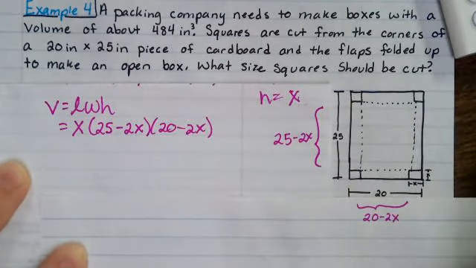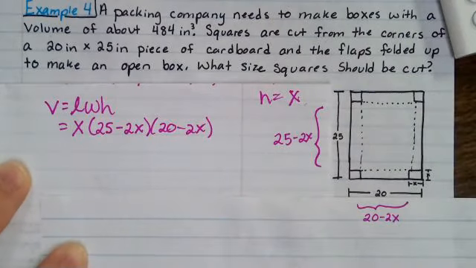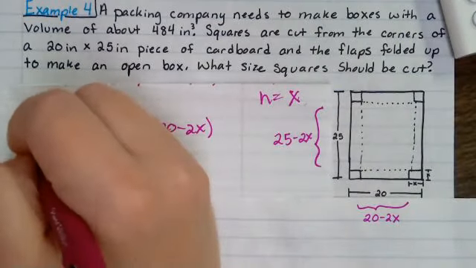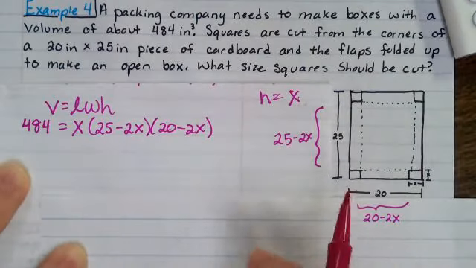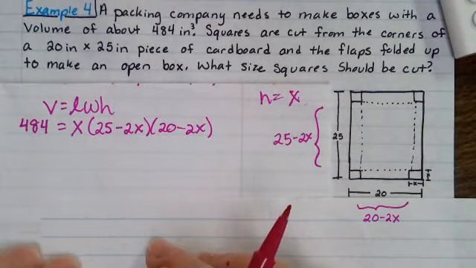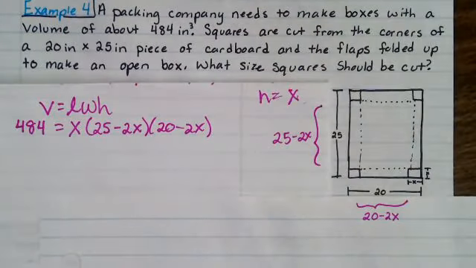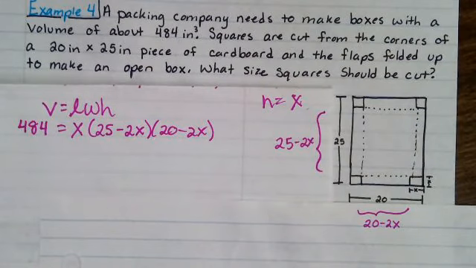Okay. Now, they're asking in this one, what size should the squares be cut? So what does x need to be in order for my volume to be 484? Okay? And so that's what we're going to do in here. We're not trying to maximize the volume this time. We're actually just trying to figure out what x needs to be to make that the volume.